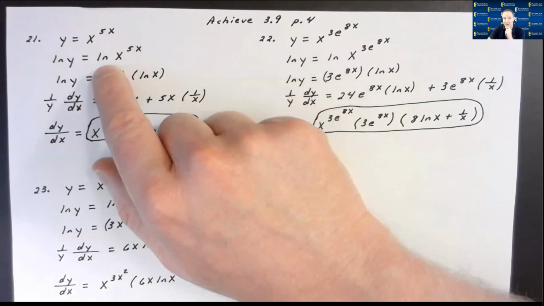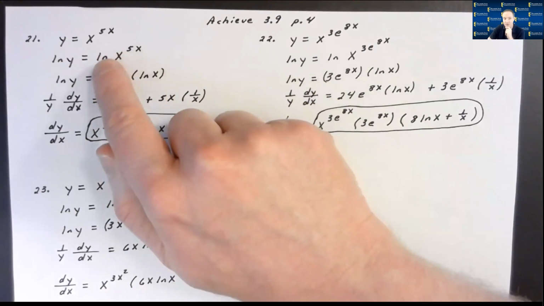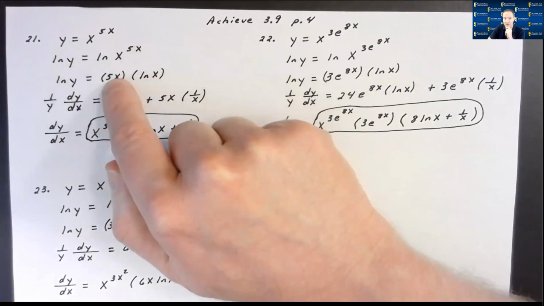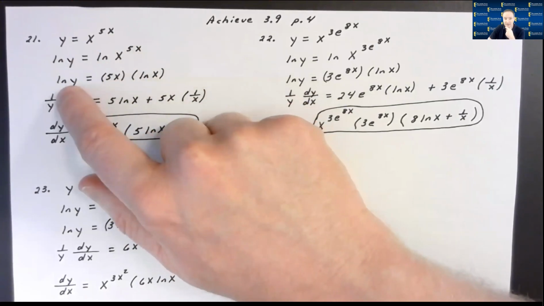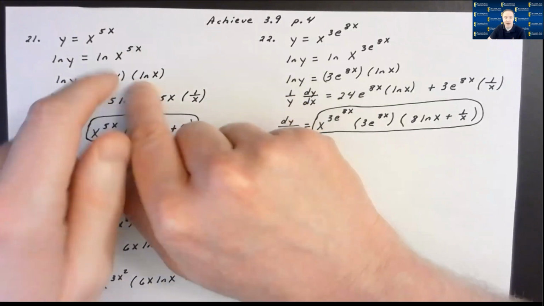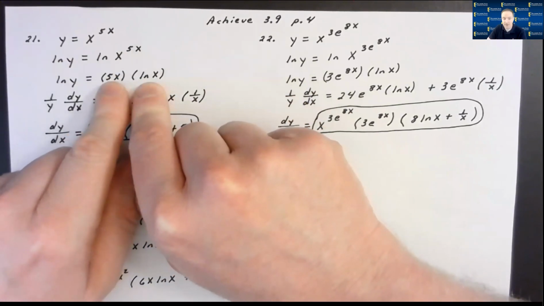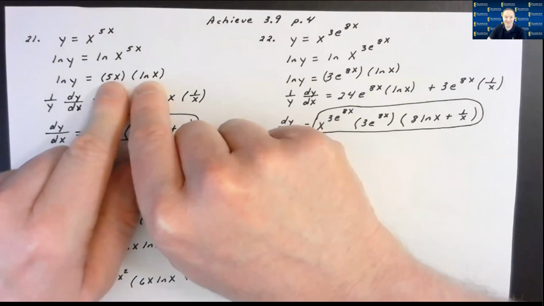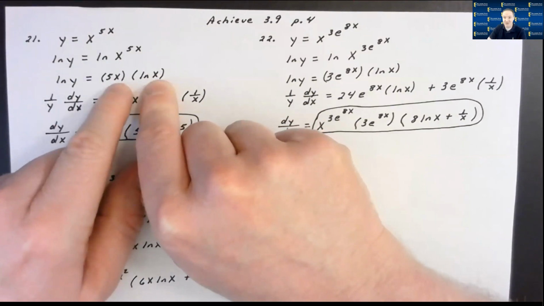When I do that, I know that any power on the term inside the logarithm can come down as a factor in front. So this simplifies to be the natural log of y is equal to 5x times the natural log of x. Then I can say, okay, now that's easy to work with because now it's just product rule on the right-hand side. Gorgeous.